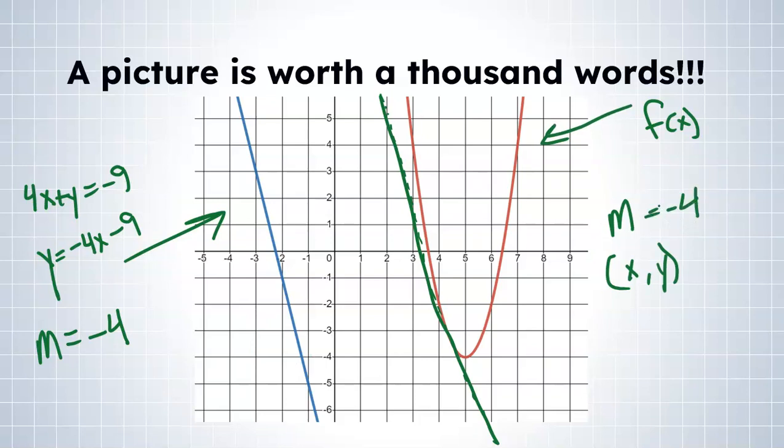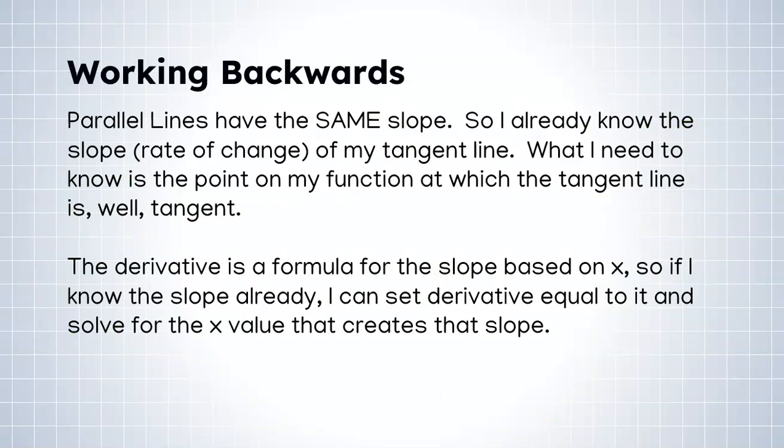So the only remaining thing I've got to find, and it's going to involve a little bit of work, is the point, specifically the point of tangency, somewhere around here. The point where my green line is tangent to that given function. Now, to do this, I'm going to have to work backwards. Hear me out. Parallel lines have the same slope. Already mentioned that. So I already know the rate of change of my tangent line. Again, that's the negative 4. What I need to know is the point on my function at which the tangent line is, well, tangent. I need to find that point of tangency.